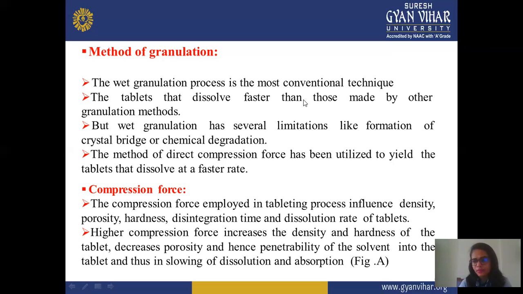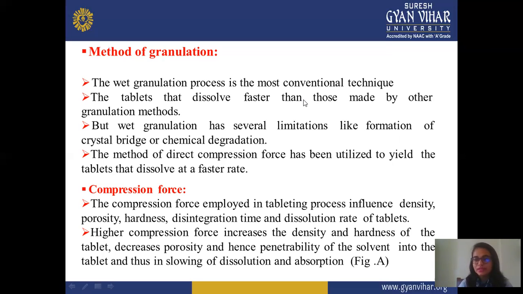Other techniques are also good, but each is used according to the type of dissolution you require. But in wet granulation, you have several limitations, like formation of crystal bridges or chemical degradation. Crystal formation or chemical degradation can take place because of the water content. In wet granulation, you should maintain that humid or water content.